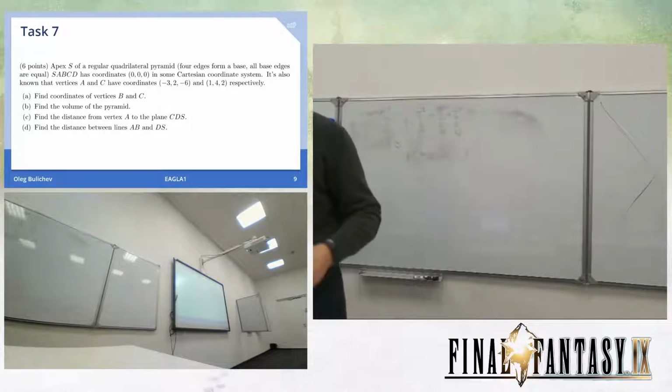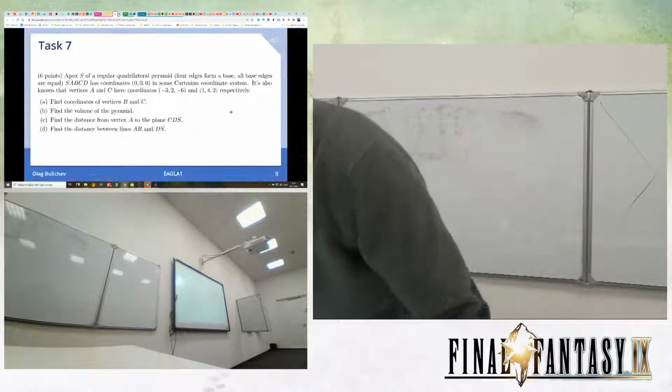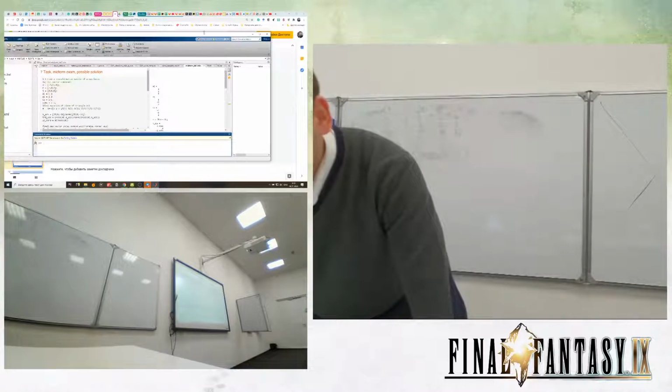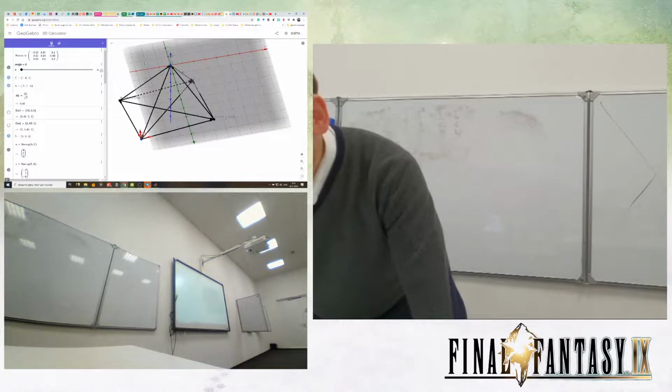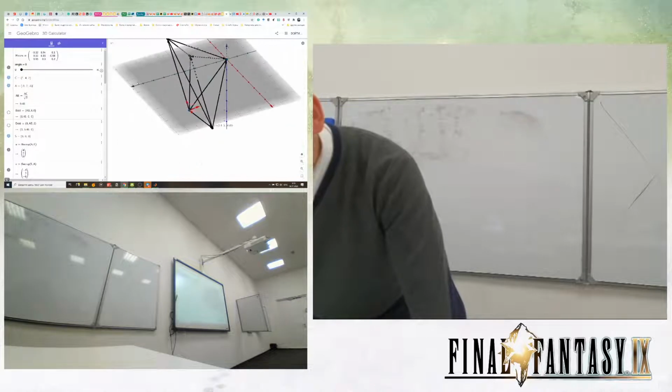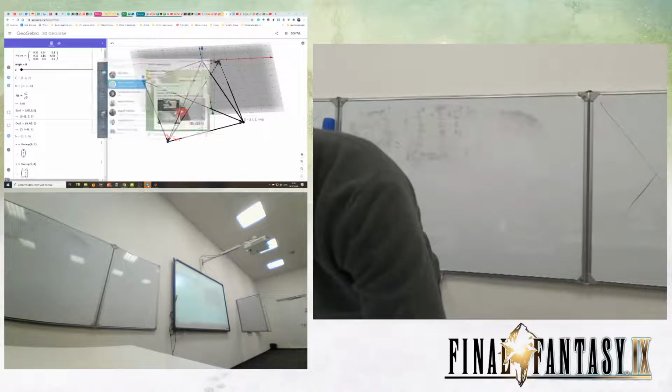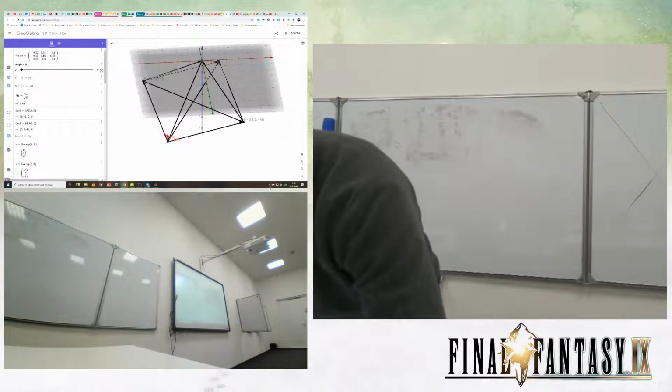About the A1, I prepared MATLAB code, and I also prepared the GeoGebra. So, in GeoGebra, it looks like this. It's fine. Okay.